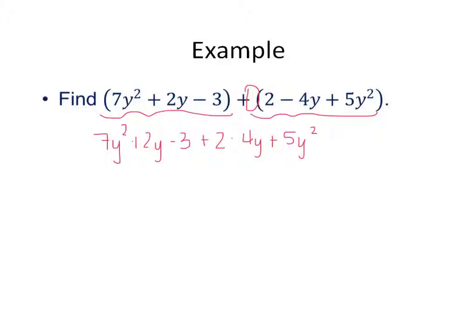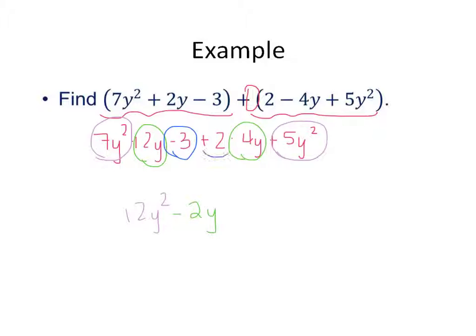So we're going to start with the greatest power, which is going to be our y squareds. So we have a 7y squared and a 5y squared, and they're both positive. So if we combine them, we get 12y squared. And then descending order, we're going to move on to the y's. We have a positive 2y and a negative 4y. Okay, the sign in front of it tells you what the sign of that term is. So if we combine those, we get negative 2y. And then we have a negative 3 and a positive 2, which combine to be a negative 1. And there is your answer.